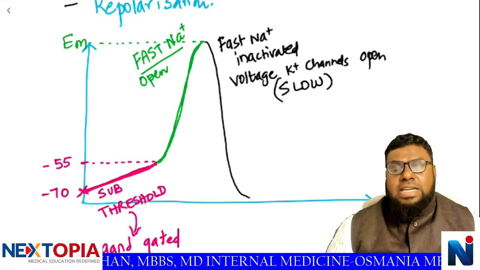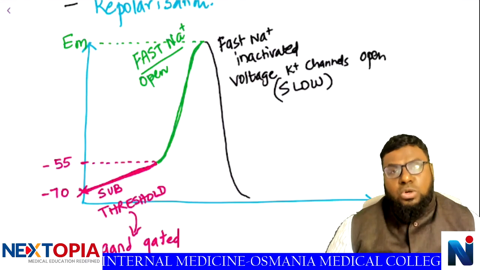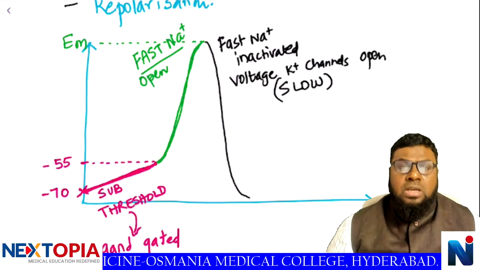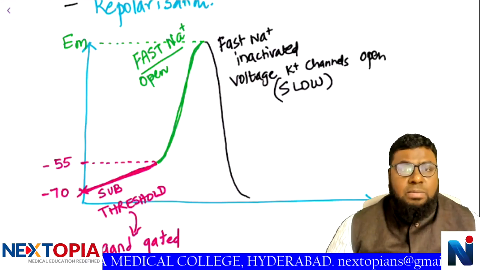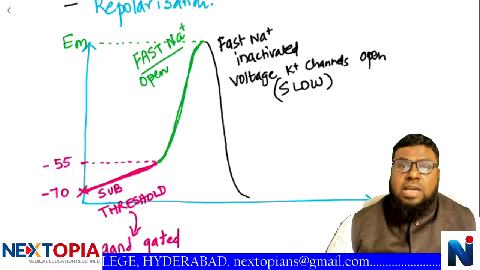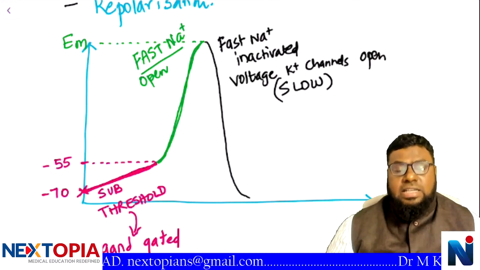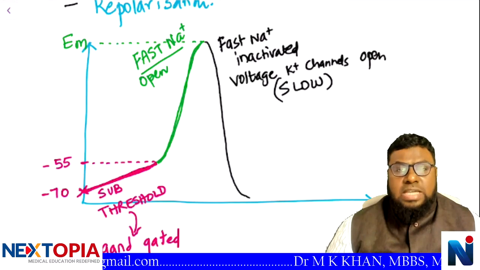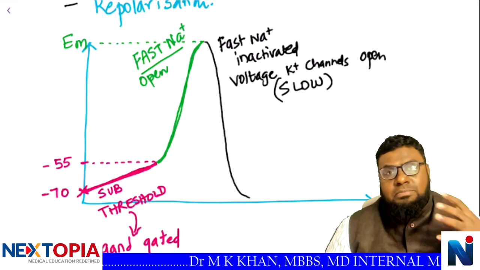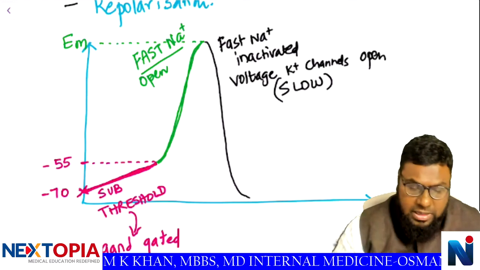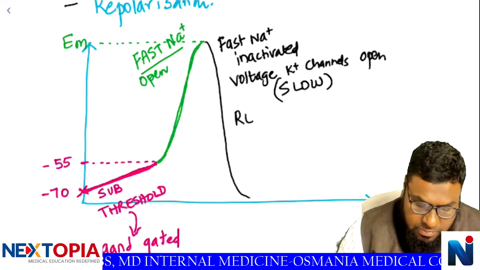The fast sodium channels are inactive. The slow potassium channels are open. The sodium entry does not occur, but potassium exit is continuing. Because of this, what will happen? High conductance of potassium channel, they are slow channel. Because of this, the cell loses the potential. You call it repolarization phase.